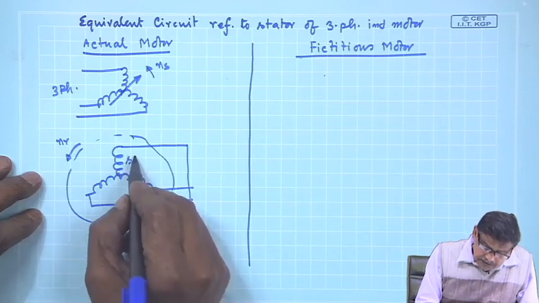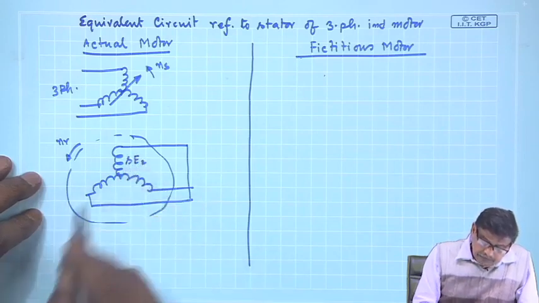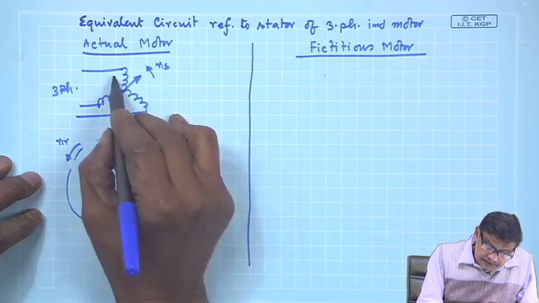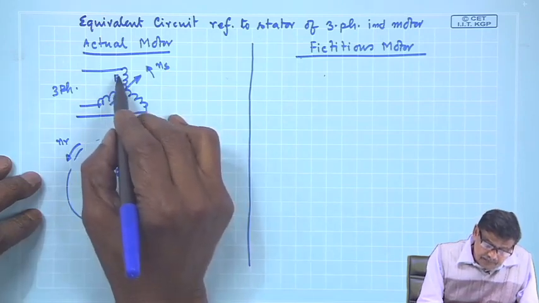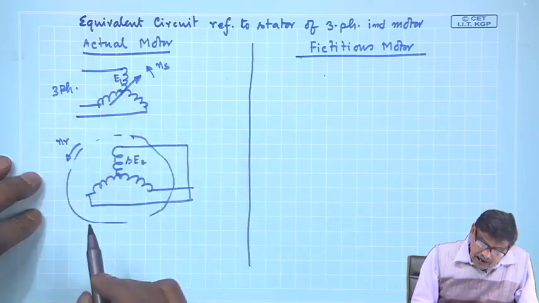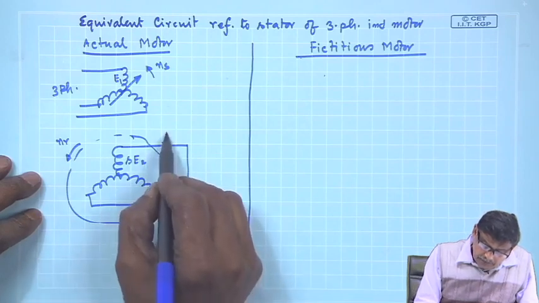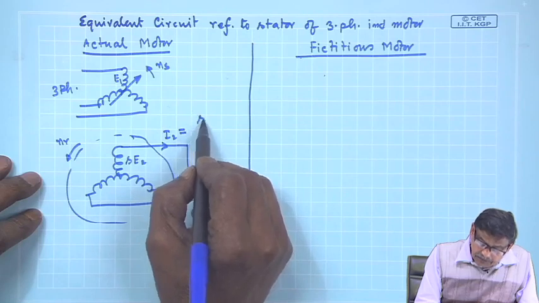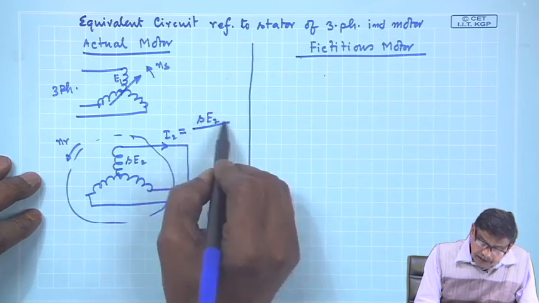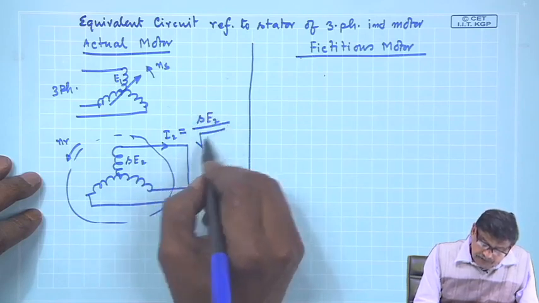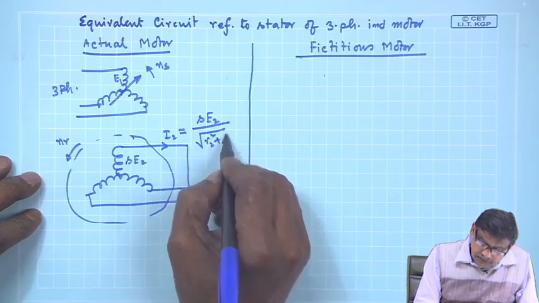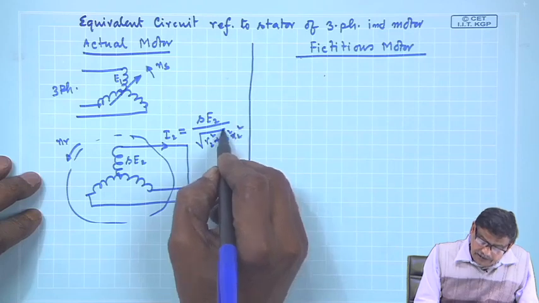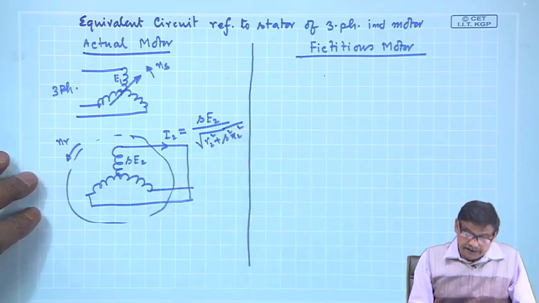When it is running with some slip s, the induced voltage here is sE2 per phase, and here it is E1 per phase induced voltage, and there will be some rotor current. This I2 will be equal to sE2 divided by the square root of R2 squared plus s squared X2 squared, per phase current, where X2 is the standstill leakage reactance. Fine.